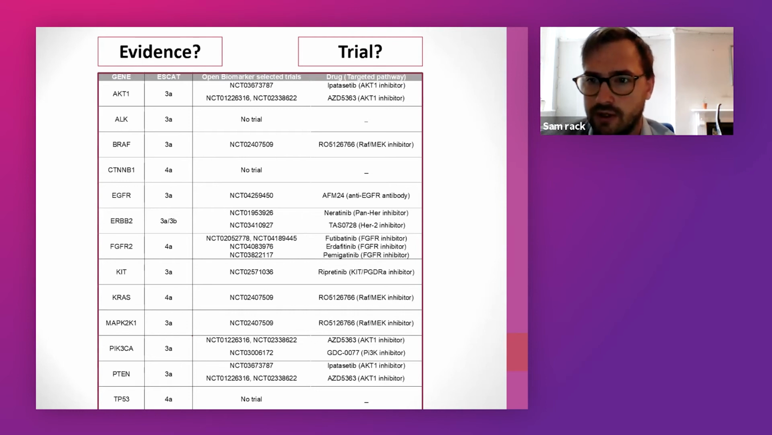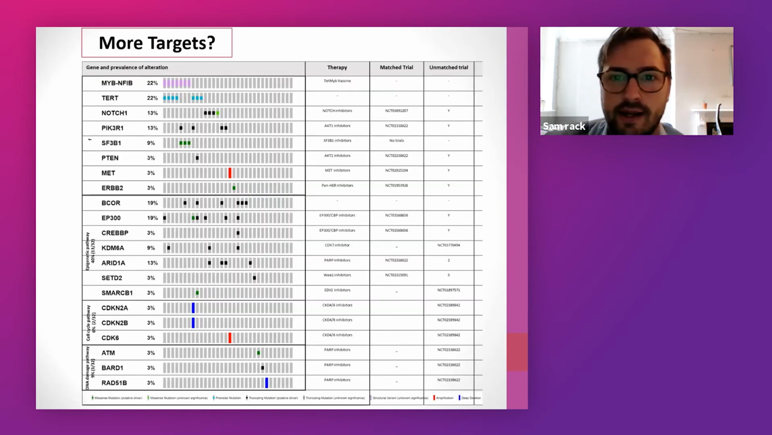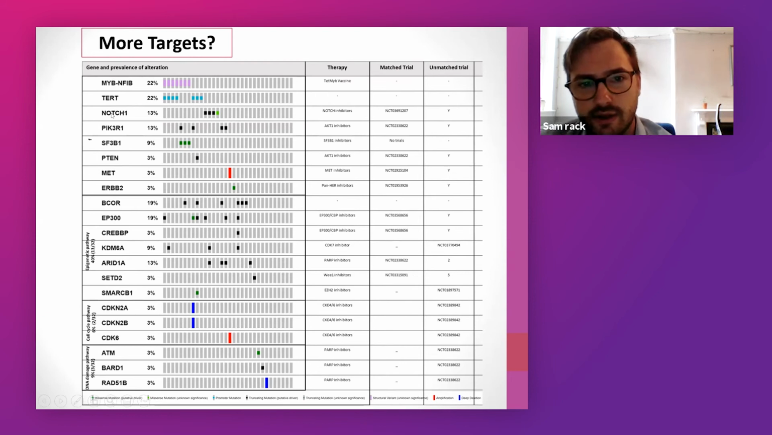Is there more that we could act on? And so this is the results of those. And you can see it's similar. So we have the genes down the left-hand side, and we have the percentage of individuals who have that change. And again, each individual is represented in a column.